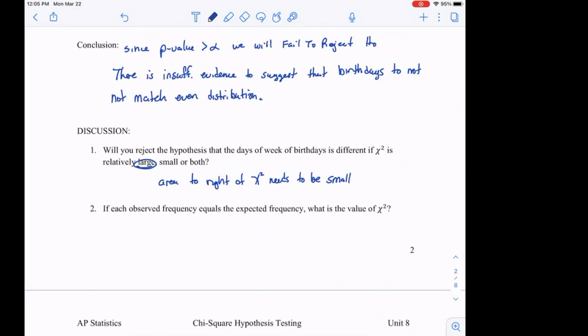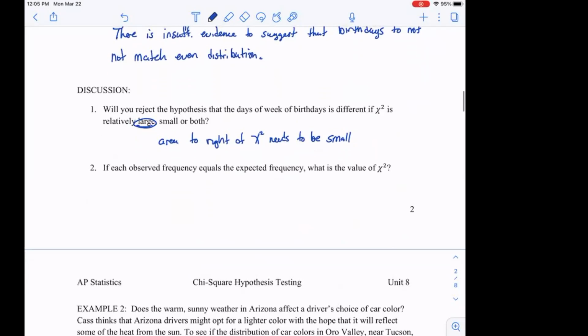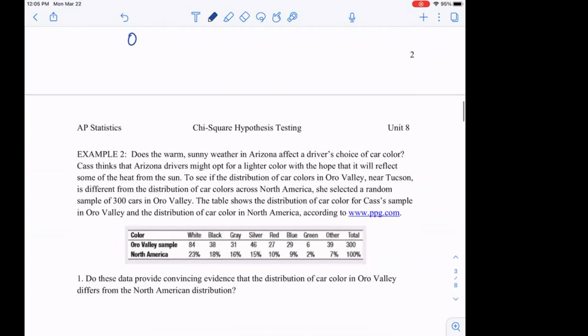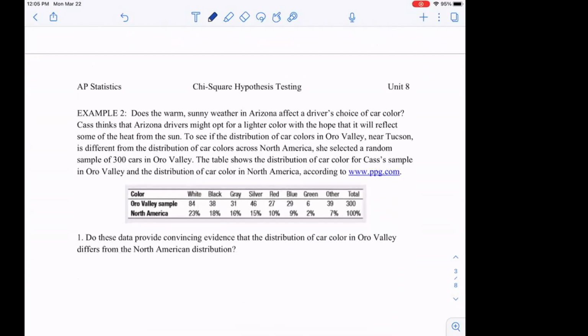If each observed frequency equals the expected frequency, what's going to be the value of chi-squared? We already talked about that, but yes, 0. Okay. Example 2. Looks like we got 3 examples to cover.